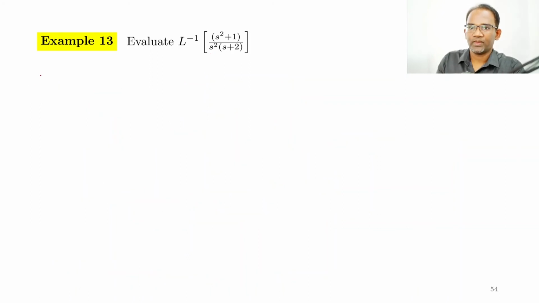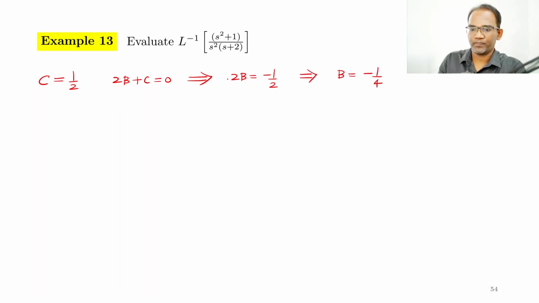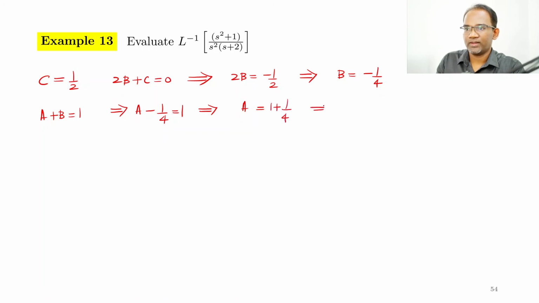From here, we have c equal to 1 over 2, then 2b plus c equal to 0. This gives us 2b equal to negative of 1 by 2 and b equal to negative of 1 over 4. And we have a plus b equal to 1, which gives us a minus 1 over 4 equal to 1. That is a equal to 1 plus 1 over 4.